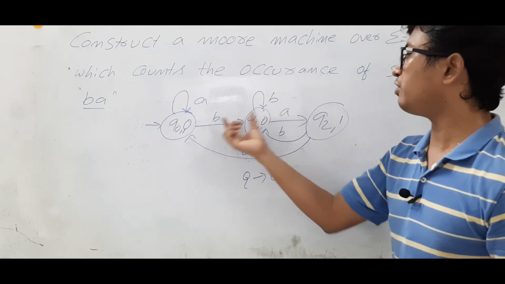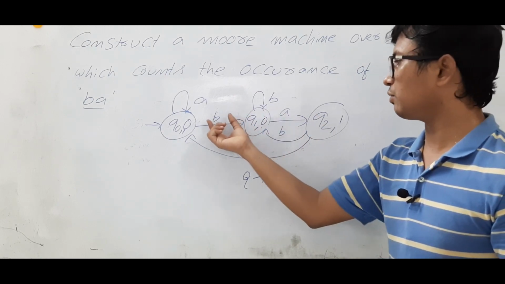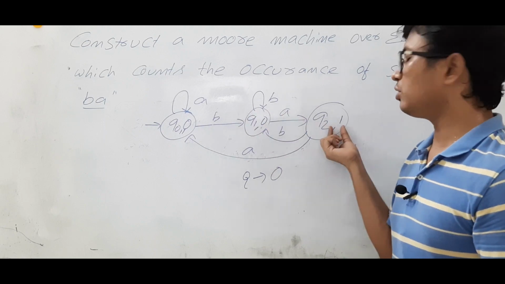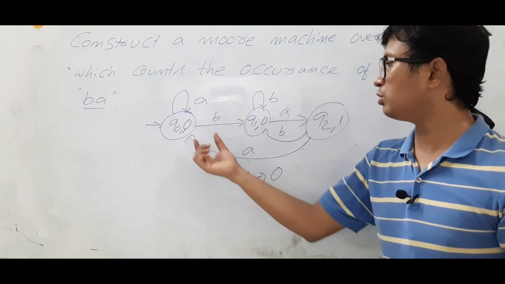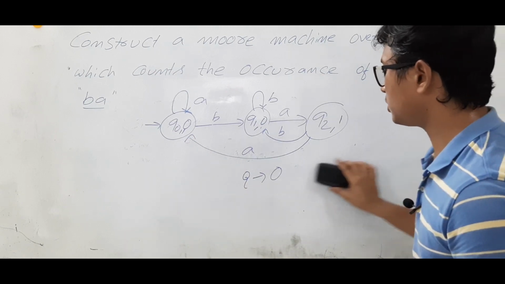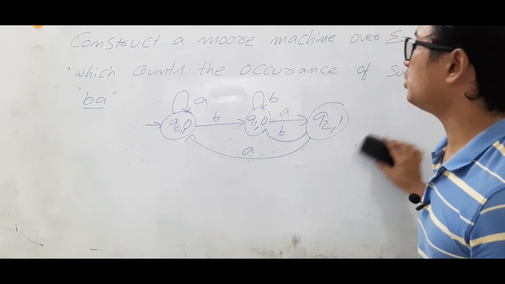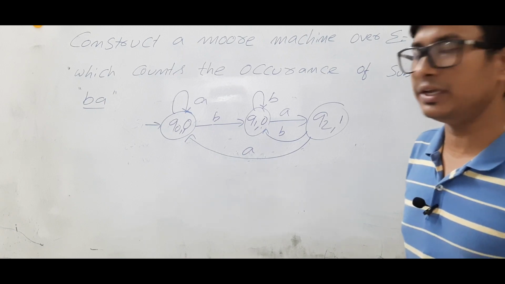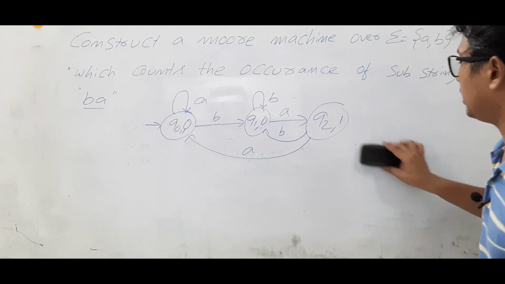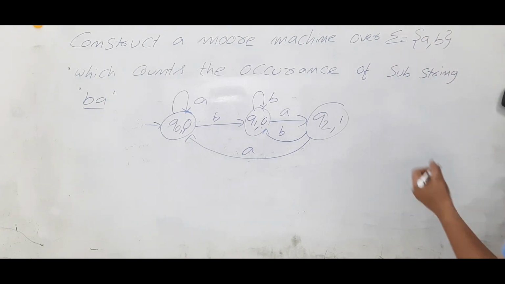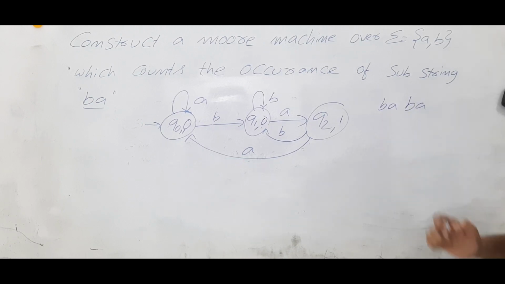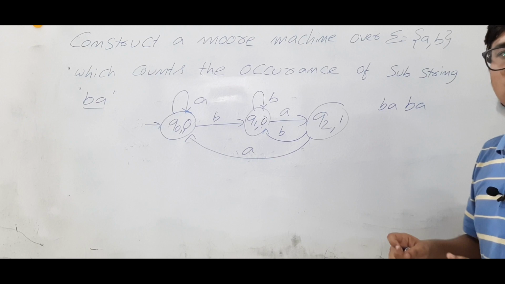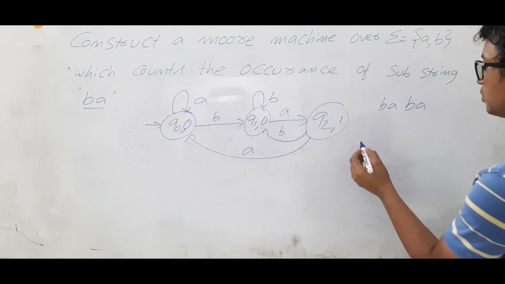So you need to find how many times BA is occurring. Whenever you see a BA, only then you should give me the output as 1. The remaining times you should give me the output as 0. So this is the Moore machine for counting the occurrences of the substring BA. Now we will check whether it is working properly or not. I will take a string BABA. Now what should it give me? It should give me two ones.